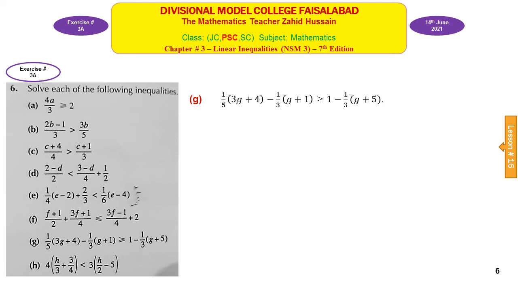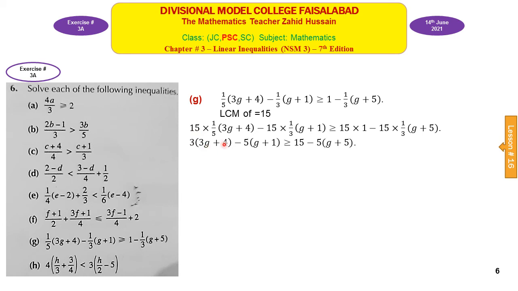G part of this question. This question is same as E part. So we will multiply each term with the LCM of the denominator. LCM of the denominator is 15. So multiply each term with the 15. We get 3 into (3g plus 4) minus 5 into (g plus 1) greater than or equal to 15, and 3 5s are 15 and minus 5 into (g plus 5). Now remove brackets. 9g plus 12 minus 5g minus 5 greater than or equal to 15 minus 5g minus 25.